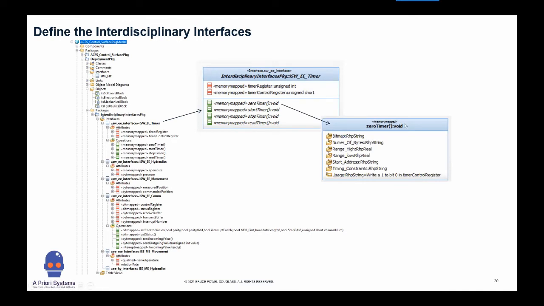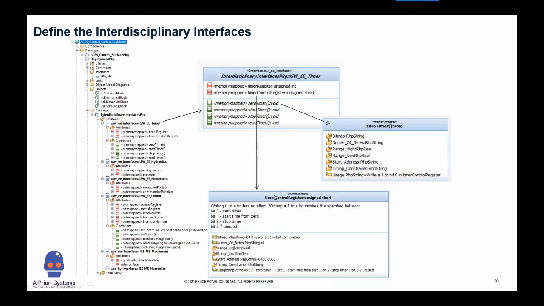So for zero timer, which is some functionality, basically we write a 1 to bit 0 in the timer control register to start the timer, or excuse me, to zero the timer. For the timer control register, we see that there are all these different bits. There's a zero timer bit, there's a start timer from 0, there's a stop timer, and bits 3 to 7 here were unused. So again, we characterize what the interface is between the software and the electronics.